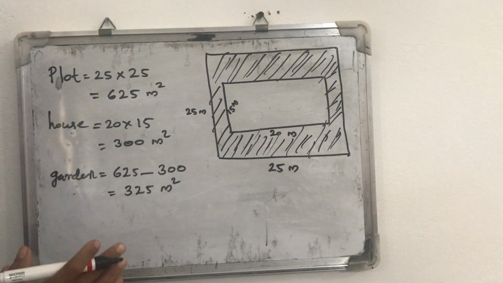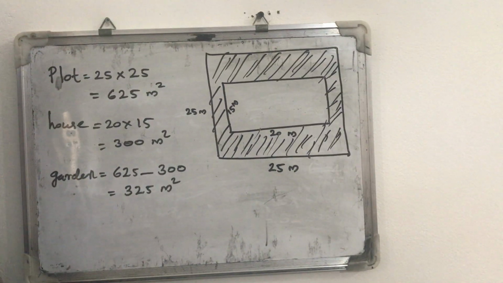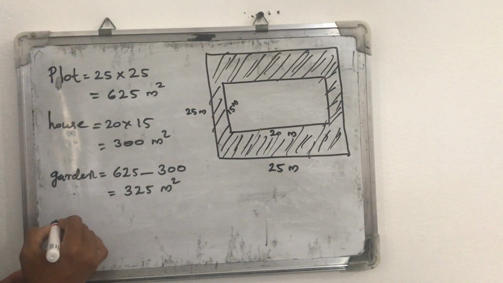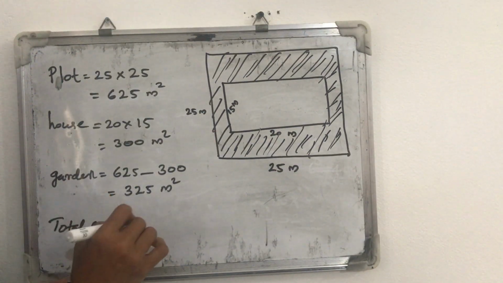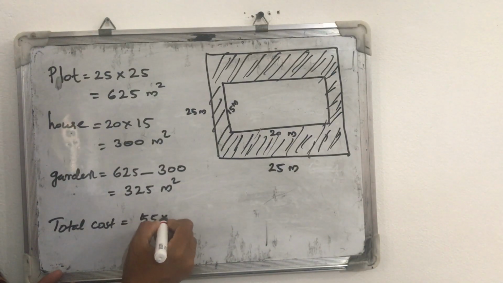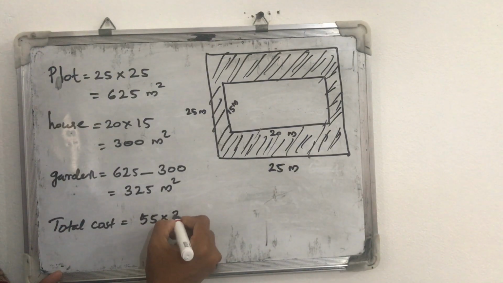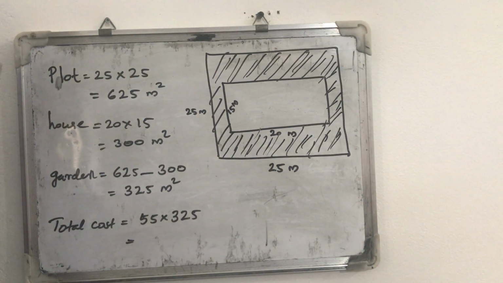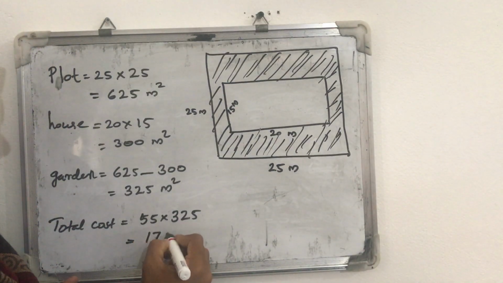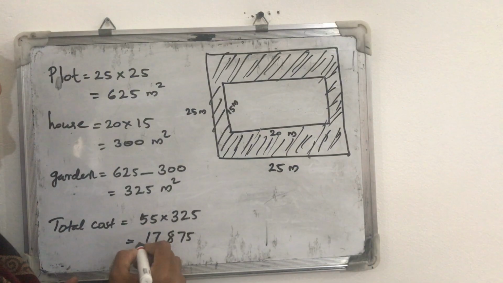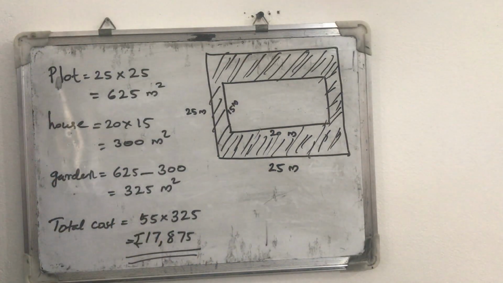It is given that for 1 meter square, the cost of developing the garden is 55 rupees. So the total cost of developing the garden equals 55 into 325. By calculating you will get 17,875 rupees. Because it is a cost, the unit we write is rupees.